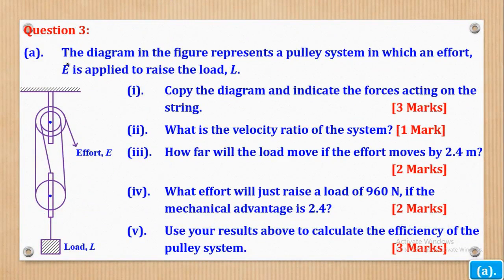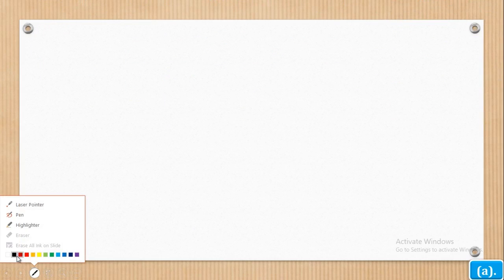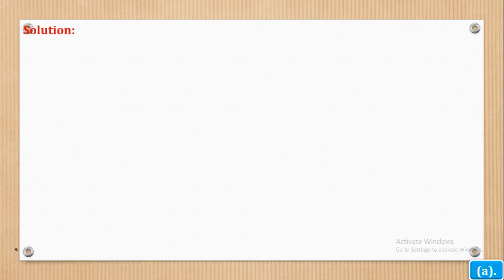Now we shall go to question 3, which says, the diagram in the figure represents a pulley system in which an effort E is applied to raise a load L. So this is the effort, this is the load. Copy the diagram and indicate the forces acting on the string. So we shall first redraw the given pulley, then we can indicate the forces.